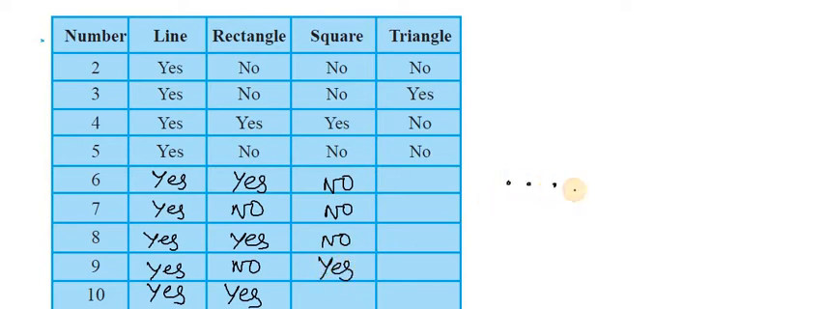1, 2, 3, 4, 5, 6, 7, 8, 9. For a square we have to get all sides equal, so that is the reason. And if you go for 10, you can arrange like this, 1, 2, 3, 4, 5, and you will get opposite sides equal, so it becomes a rectangle, not a square. That is the reason for no.